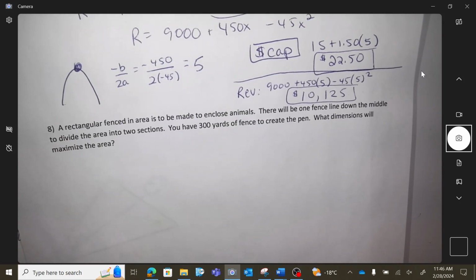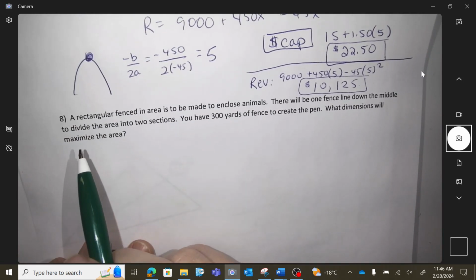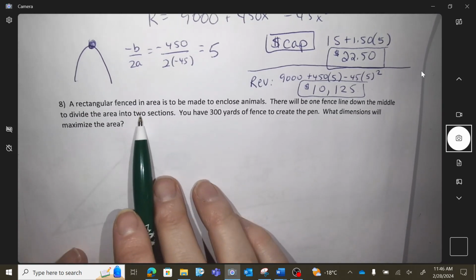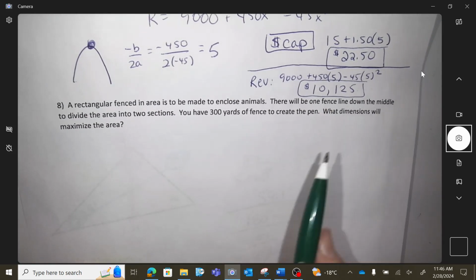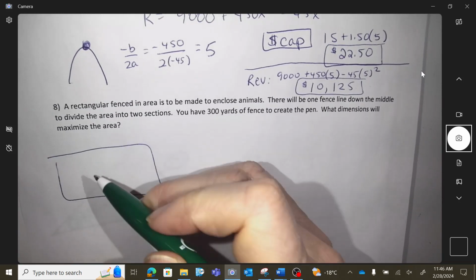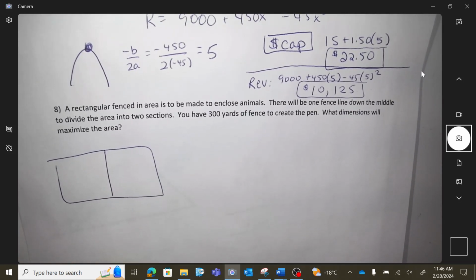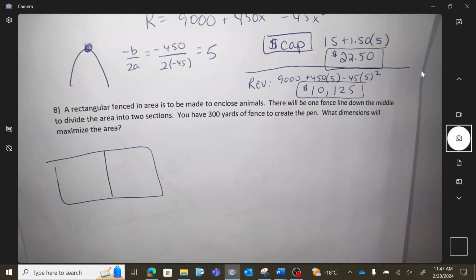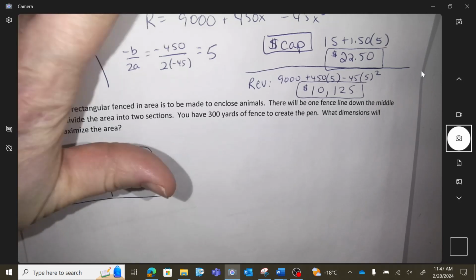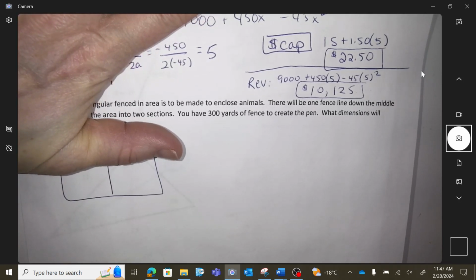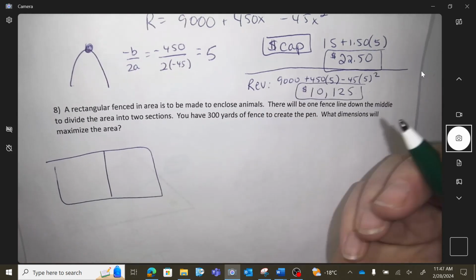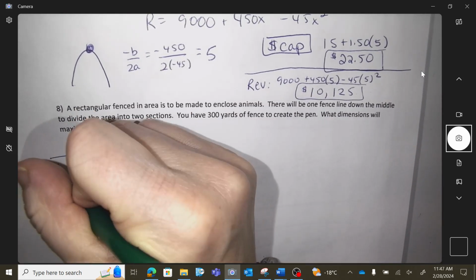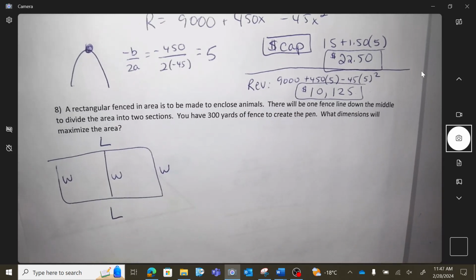All right, last question is your area. So we have a rectangular area with one line down the middle so that we're dividing something into 2 sections. So can you see it? Sometimes I've put it along a barn, and if I do, then you just don't do one side. Okay, so now we're going to call those sides lengths and these sides widths, or whatever, either or.